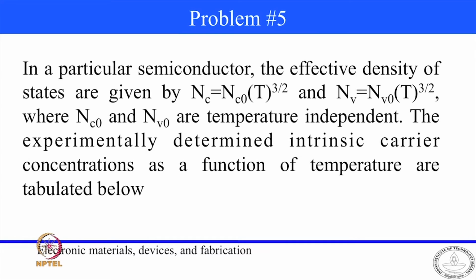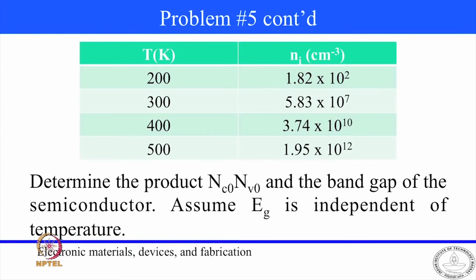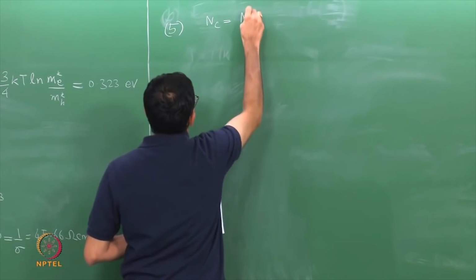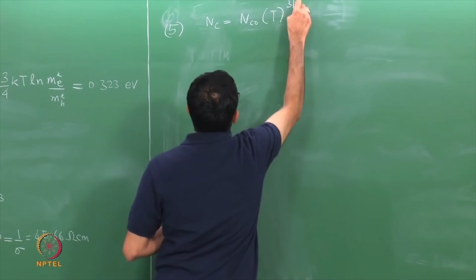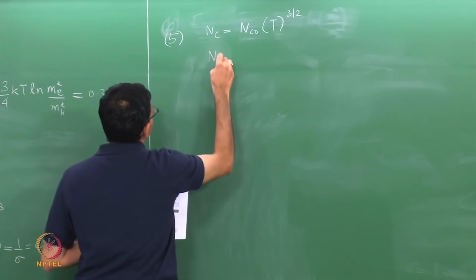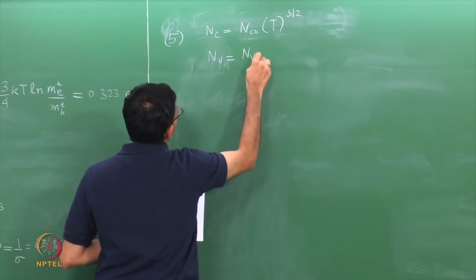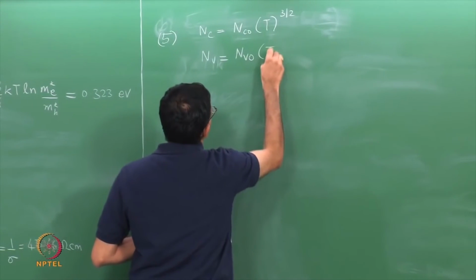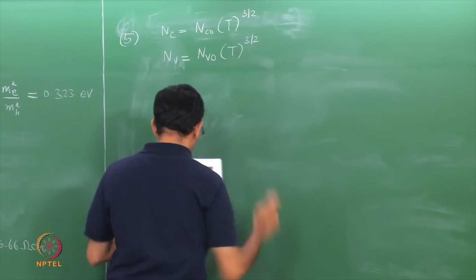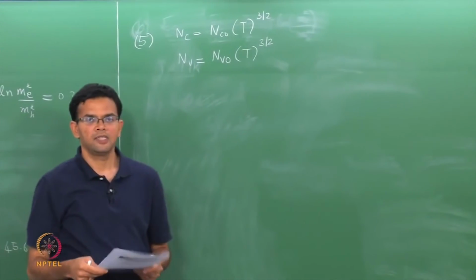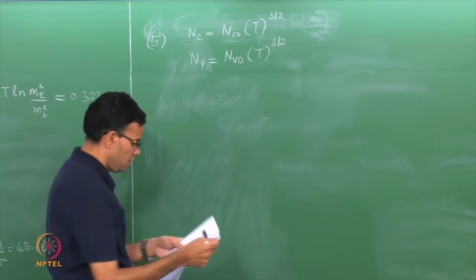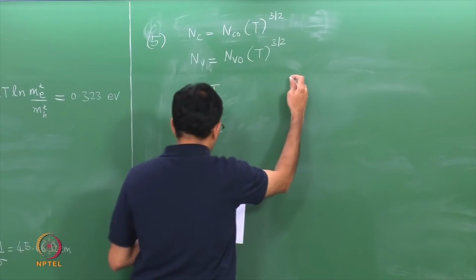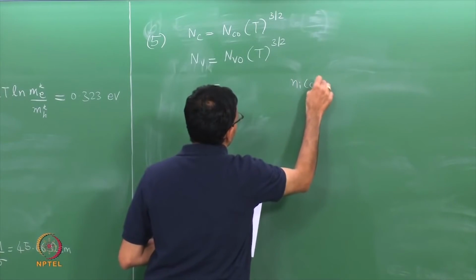There is a particular semiconductor and it says that the effective density of states is a constant Nc naught times temperature to the power 3 over 2, and same way Nv is Nv naught times temperature to the power 3 over 2. So, the experimental values of Ni at different temperatures are given. So, we have temperature values of Ni in centimeter cube.